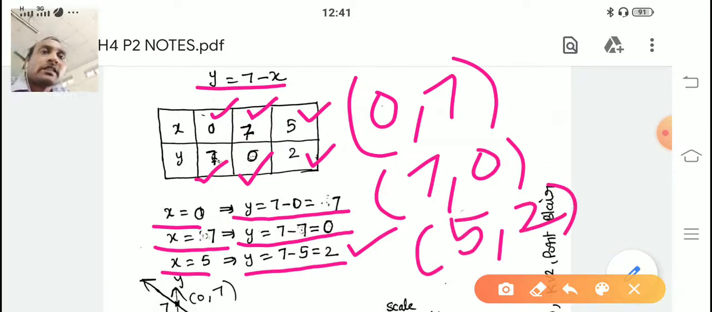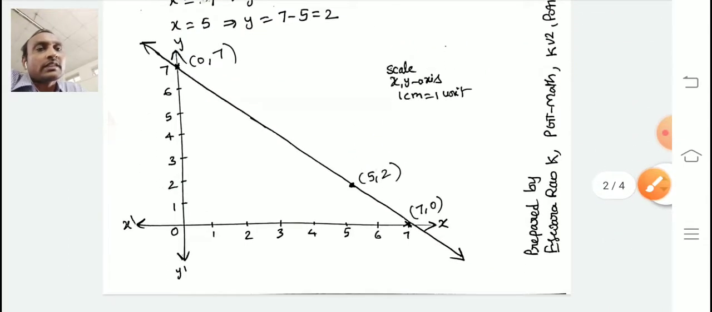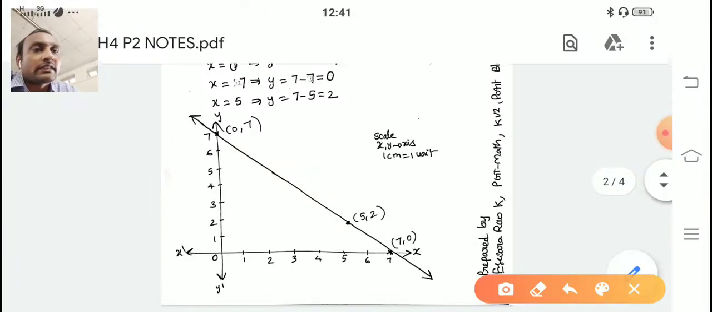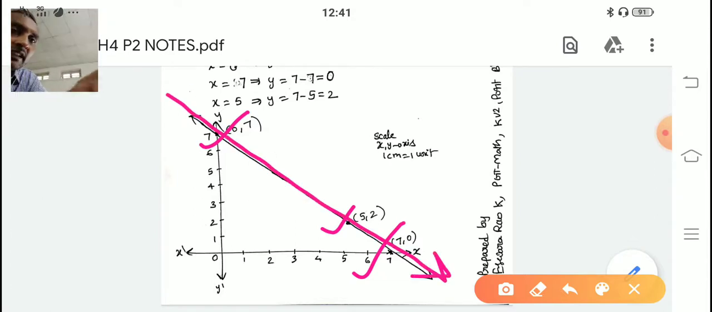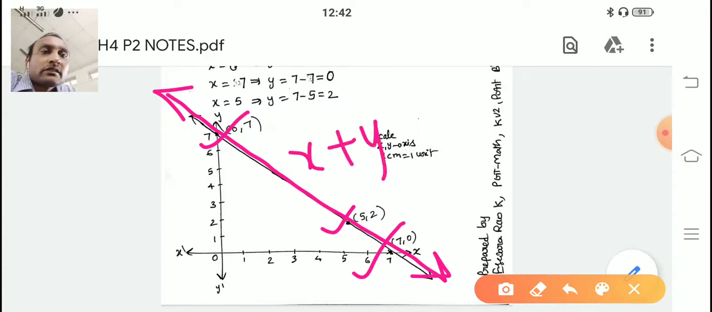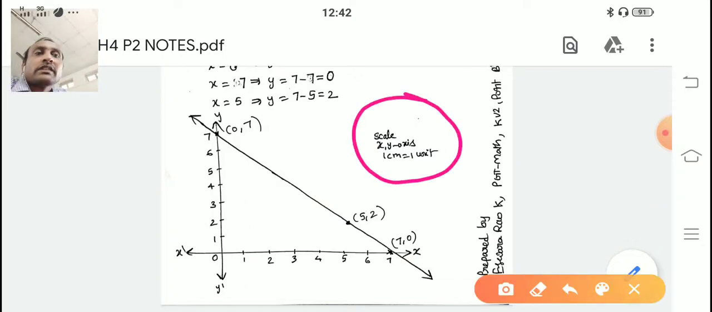Plot these points on the Cartesian plane and join them. You will have to draw these lines perfectly. Now, plot these points on the Cartesian plane, 0, 7; 7, 0; 5, 2. Then join them to get a straight line. This is the graph of x plus y is equal to 7.